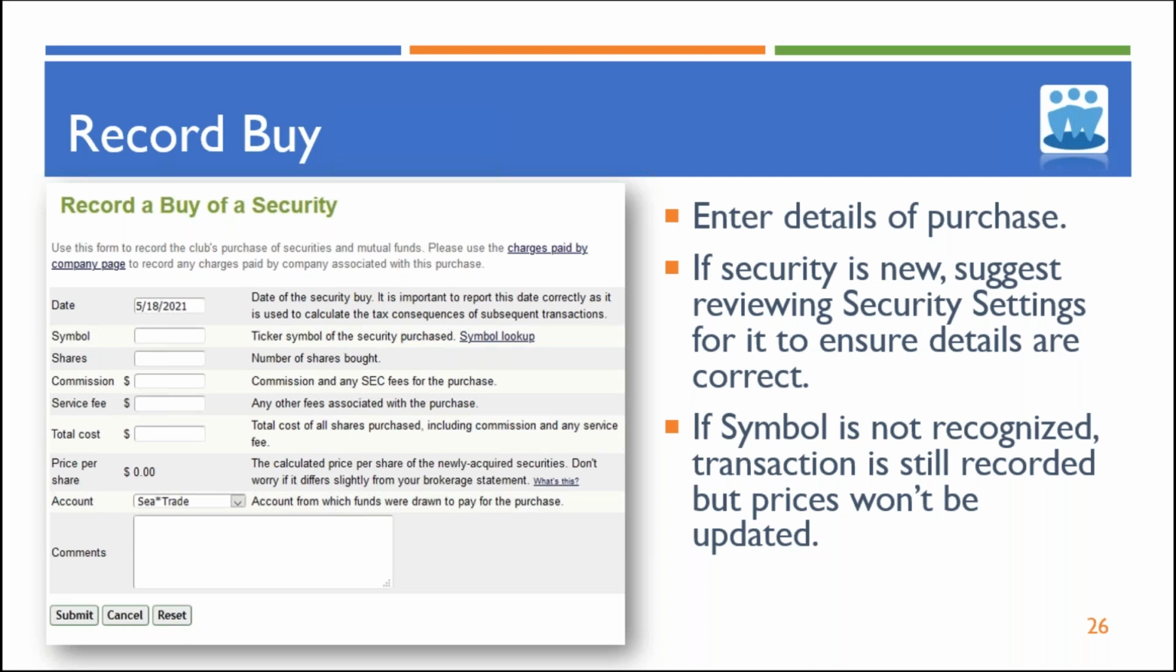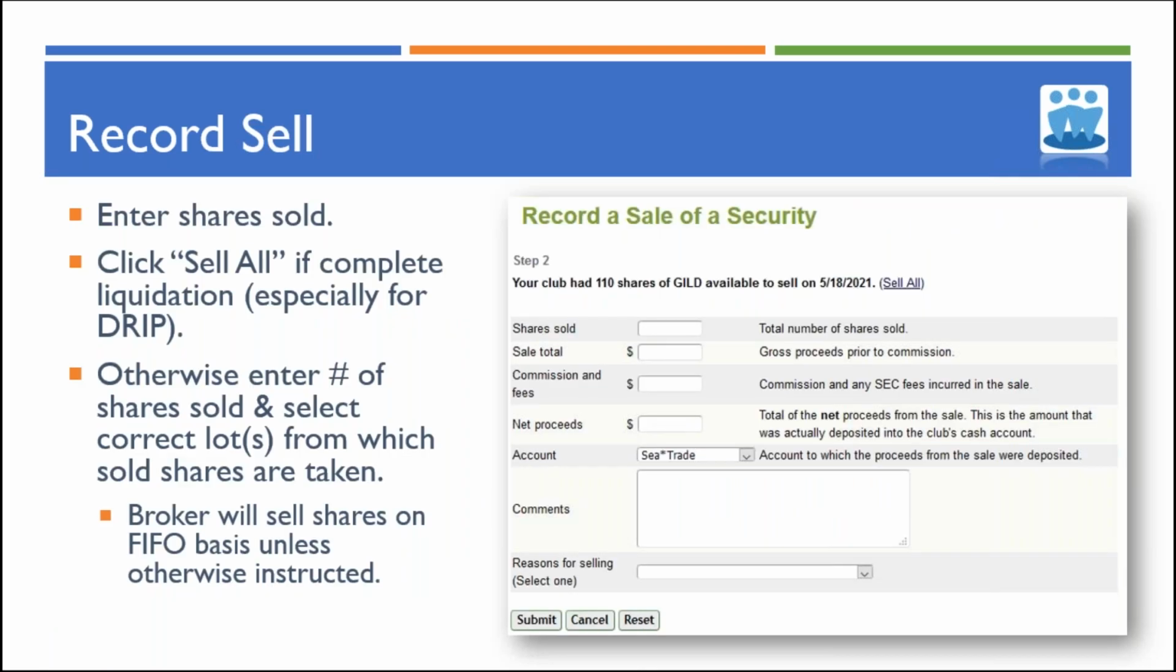We know clubs that own so-called private securities that might not be publicly traded. Might be a community bank that you own shares in because you're a customer or something like that, and that's fine. But you just have to keep in mind that those prices are not going to get updated on an automatic basis. You're going to manually have to enter those. So that's about the only gotcha on the record a buy security.